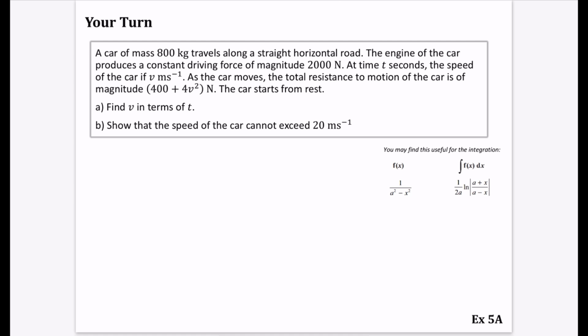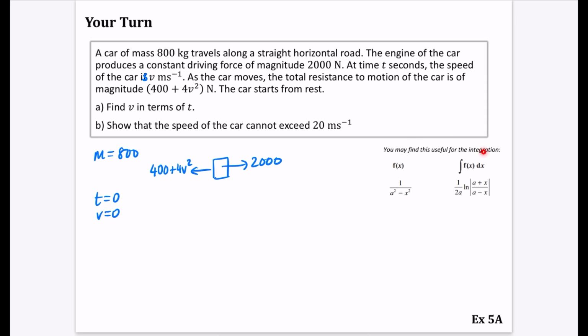Okay, a car of mass 800 kilograms travels along a straight horizontal road. The engine of the car produces a constant driving force of 2,000 newtons. At time t seconds, the speed of the car is v meters per second. I'll change that in the PDF. As the car moves, the total resistance to motion is of magnitude 400 plus 4v squared newtons, and the car starts from rest. So that means when t equals 0, v equals 0, and it wants us to come up with what v is in terms of t.